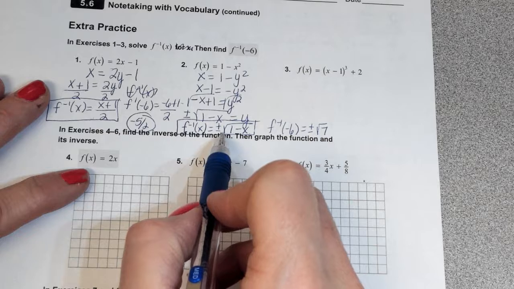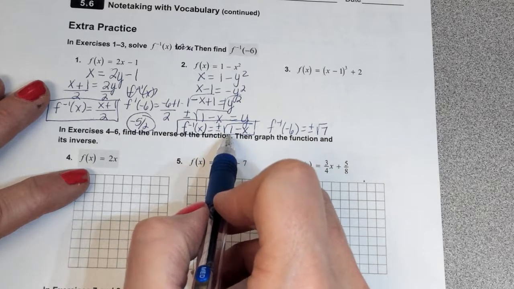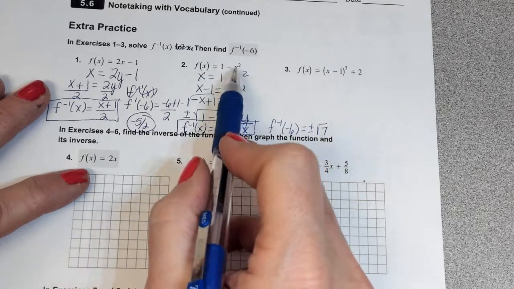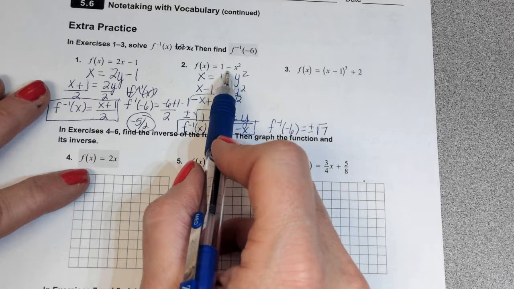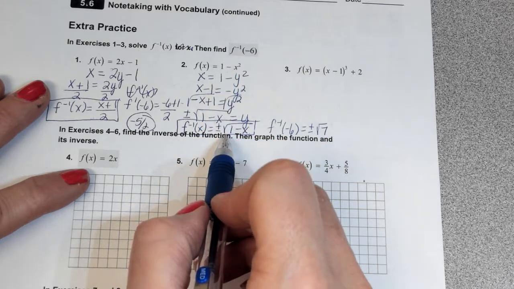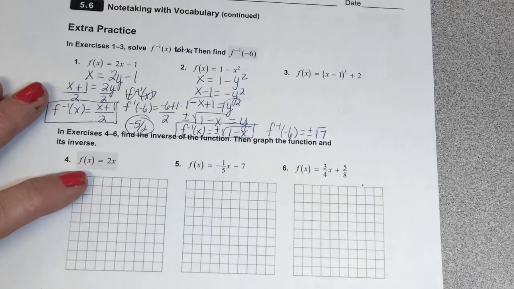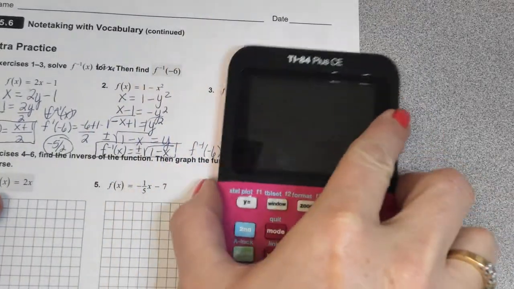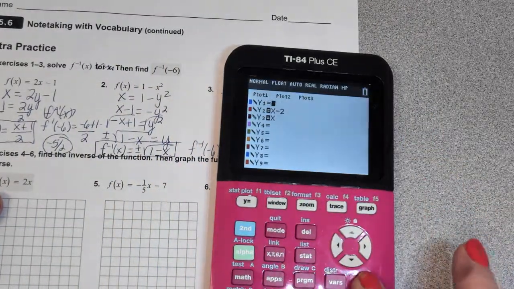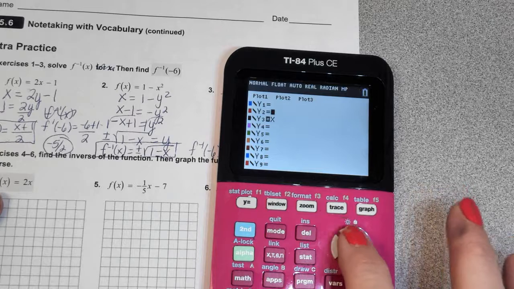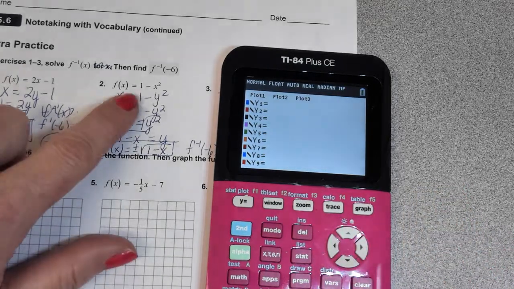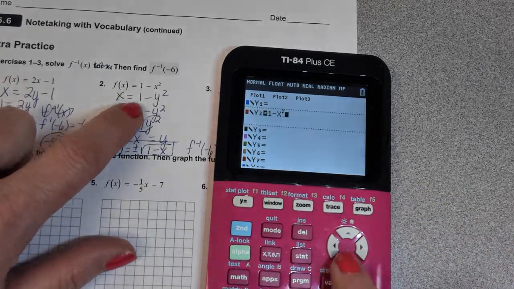Is this inverse going to be a function? What's this original shape? Parabola. Is the inverse of a parabola going to be a function? Let's say you were taking a test and you weren't sure about that. You don't need to put this in, but just watch me put it in. If I put this into my calculator, I've got 1 minus x squared.